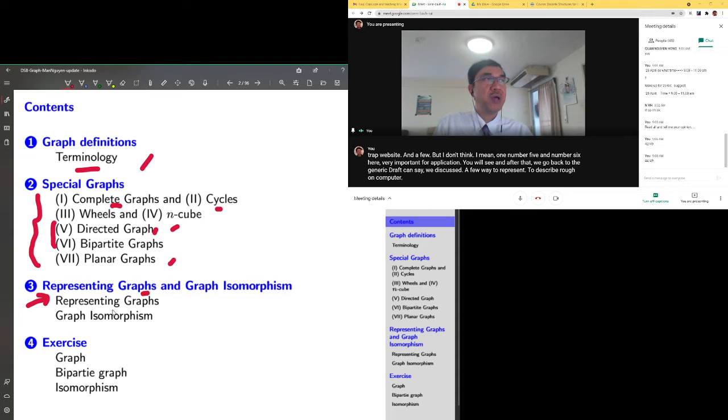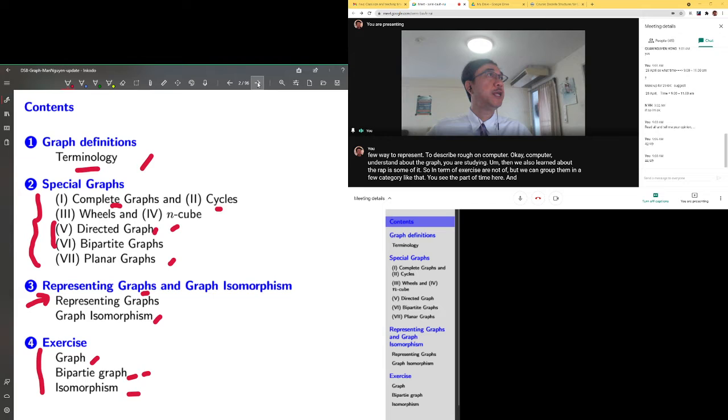Then we also learn about graph isomorphism. In terms of exercises, there are a lot, but we can group them in a few categories like that. You see the bipartite appears again here. That means structure is important.